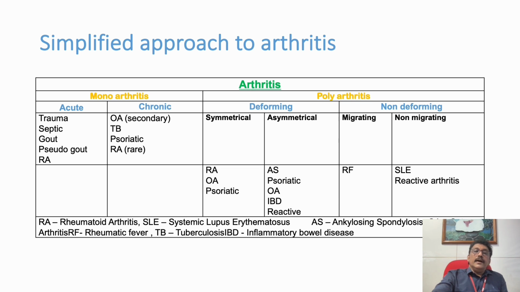If you see polyarthritis, the most important deforming polyarthritis is rheumatoid arthritis. You can see symmetrical polyarthritis in RA, osteoarthritis, psoriatic arthritis. Asymmetrical: again ankylosing spondylitis, psoriatic arthritis, osteoarthritis, IBD related arthritis, reactive arthritis. Migrating non-deforming arthritis: rheumatic fever. Non-migrating non-deforming arthritis: SLE and reactive arthritis.